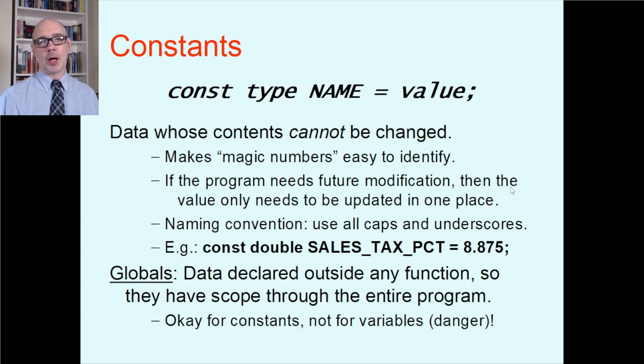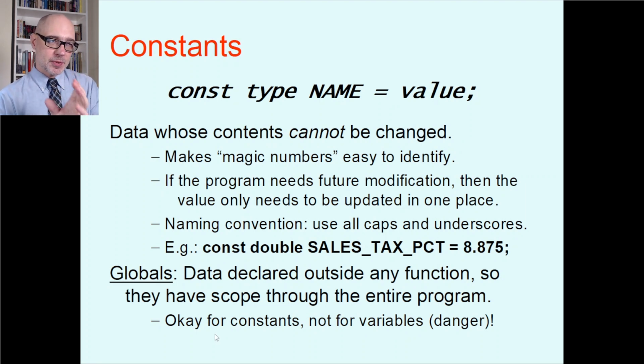Now, one thing we should talk about is we've been saying so far that all the code we write is inside the main function. Here's the first exception. You're allowed to declare variables and constants outside the main function, before it gets started. And that variable or constant would then be available for all the functions in the whole program. That's called global data. It's outside of functions, global to the whole program. That would be data declared outside any function, so it has scope or access through the entire program.